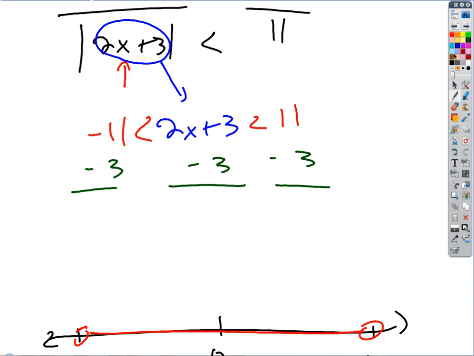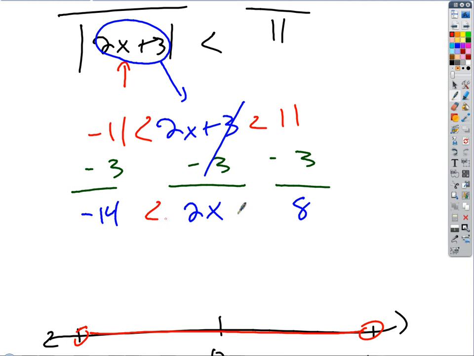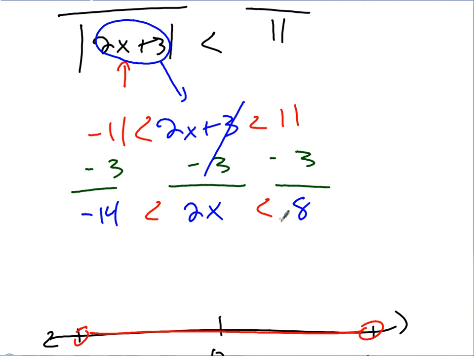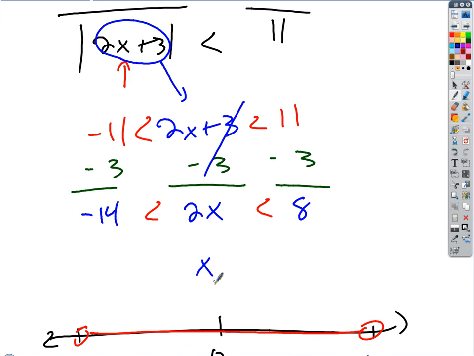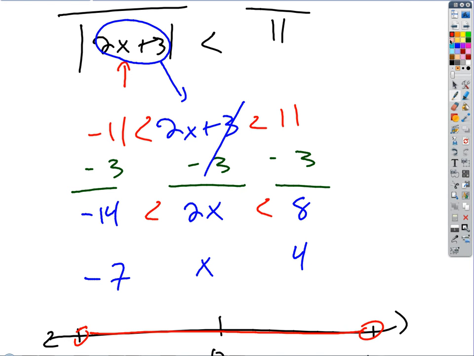And that's going to give us 2x in the middle, right? Negative 11 minus 3 is? Negative 14. Negative 14, good. And 11 minus 3? 8. 8, good. And we've got those symbols. Now what? Divide by 2. Divide by 2. And we end up with what? X, negative 7, and 4. And there's our answer. How about that?